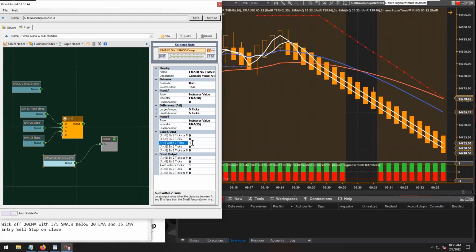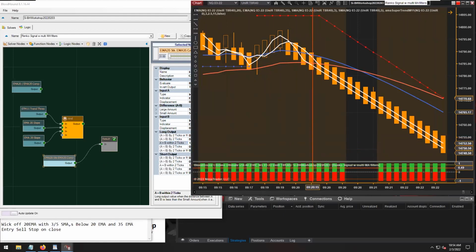Right? So now you'll notice that this solver is giving me a long and a short output. That's because separation doesn't have a trend direction. If two things are separated, that doesn't tell you the direction of the market. It just says they're separated. So you want a long and a short output for non-directional types of conditions that you're looking for.